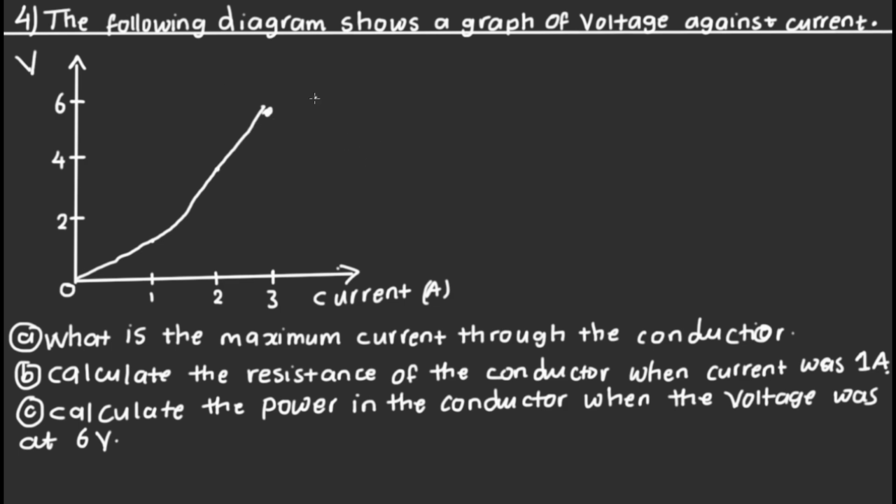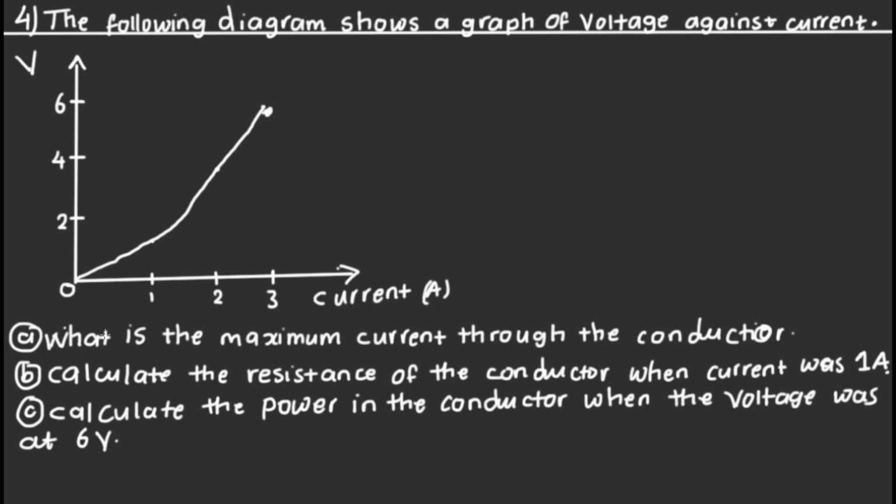Right, so here, as long as the line is not straight, then this conductor did not obey Ohm's law. So remember, for Ohm's law to be obeyed, we need to have a linear line. We need to have a straight line, right?